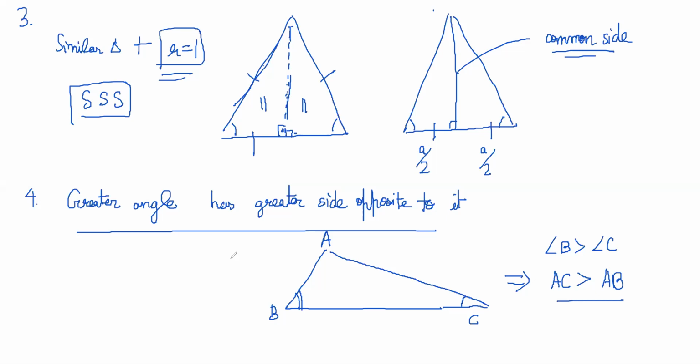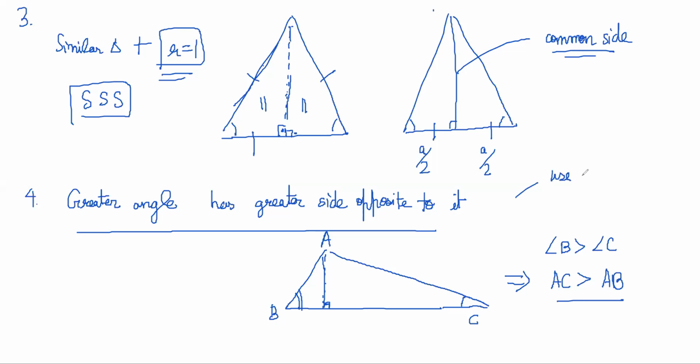Anybody has any ideas of this? We could drop a perpendicular to BC. Okay, then what? Then we could take sine of B, which is opposite by hypotenuse, and sine of C. Yeah, ideally, that is correct.